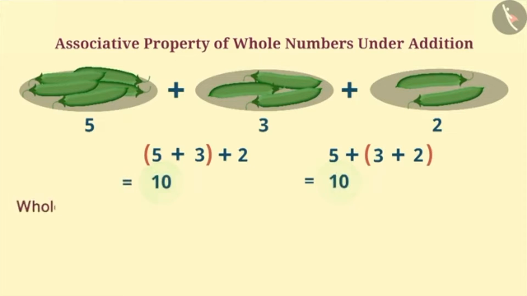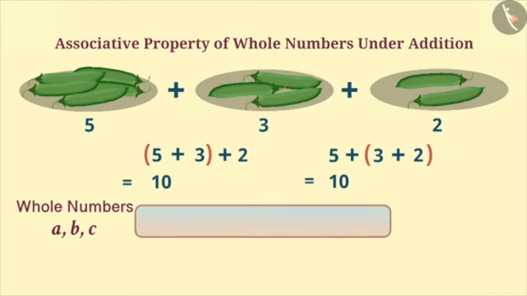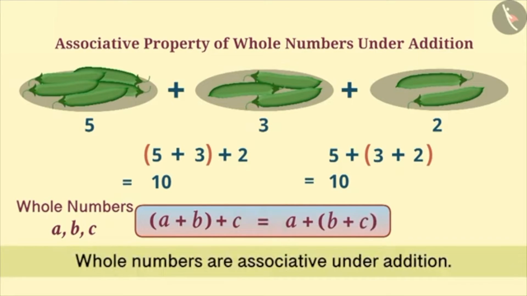In this way, any 3 whole numbers A, B, and C can be added by forming a group of any type. The result of (A plus B) plus C is equal to A plus (B plus C). This will always be the same. Therefore, whole numbers are associative under addition.